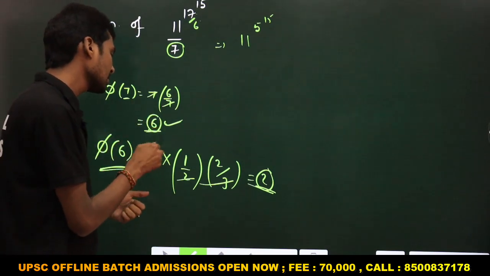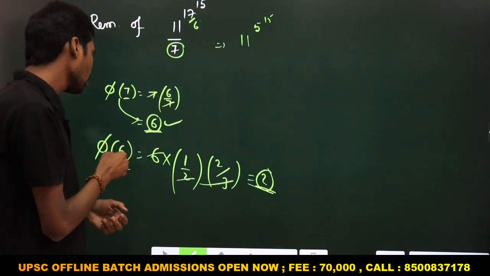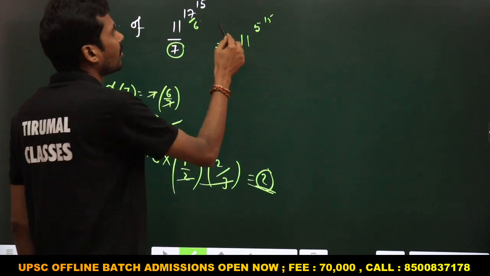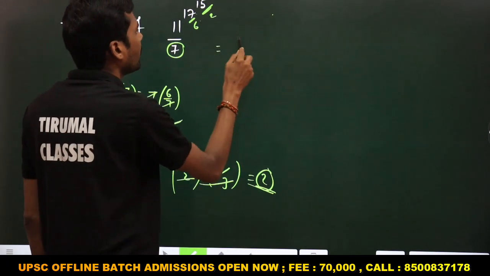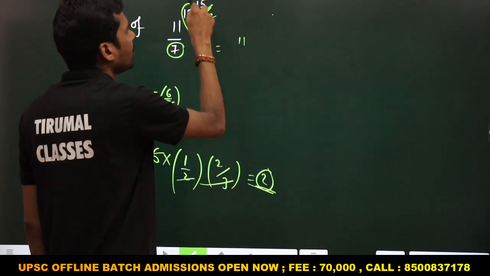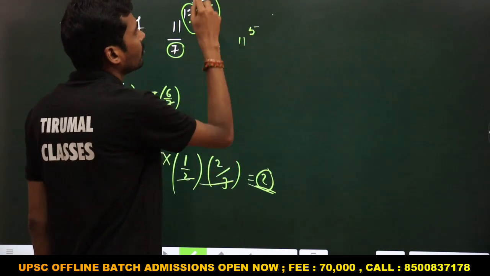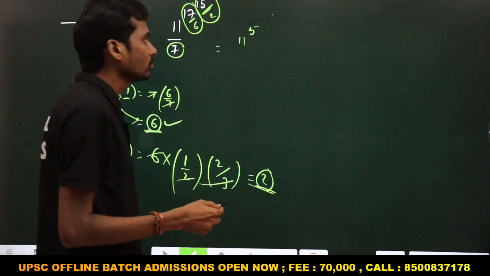So 7 has a totient of 6. Since I am not getting 1 here, I have to go for one more totient, that is phi of 6 value. What is that? 2. Now you divide this number with 2. So now the problem becomes 11 to the power of 17 by 6, what is the remainder I'll get? 5. And 15 by 2, what is the remainder I'll get when I divide 15 with 2? 2 7s are 14, the remainder is 1.